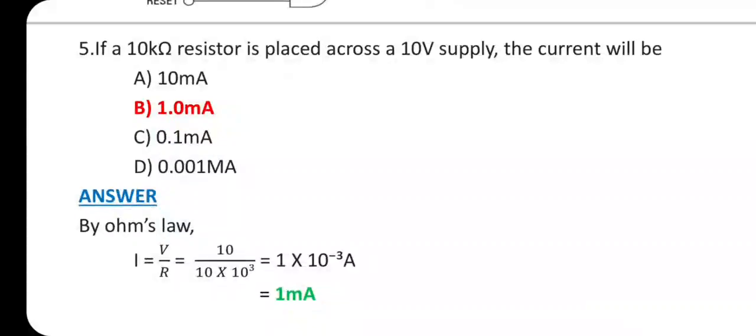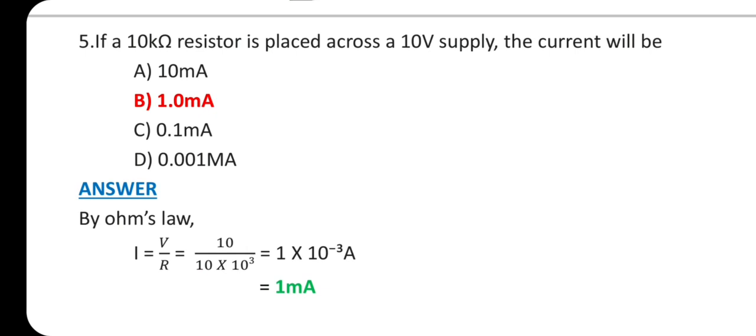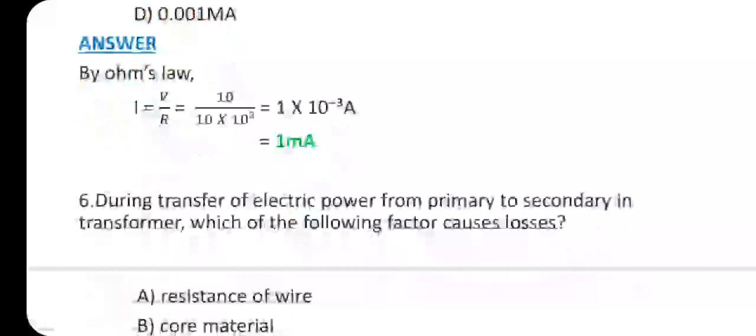Question number 5. If a 10 kilo ohm resistor is placed across a 10 volt supply, the current will be? Answer is option B, 1 milliampere. By Ohm's law, I equals V by R. Substitute the values of V and R from the question. V is 10 volts and R is 10 kilo ohms, that is 10 into 10 raised to 3. After solving, we get I equal to 1 milliampere.